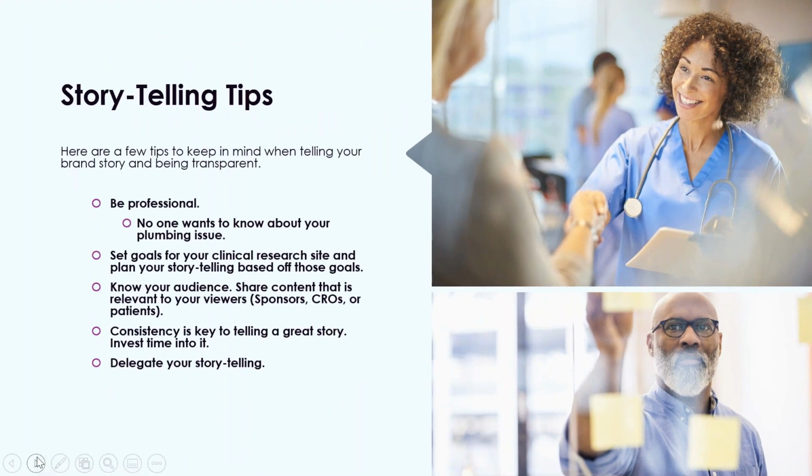And these are just a few tips that we put together for you. So just things to keep in mind when you are putting together content for your storytelling. Just be professional about what you put out there. No one's gonna want to hear about your personal issues, your plumbing issues, anything like that. So keep it as professional as you can. Set goals for yourself. This is always a good way to establish your goals in the future, your goals for your company, and really just give you a good idea of what you want to do and how you want to tell your story.